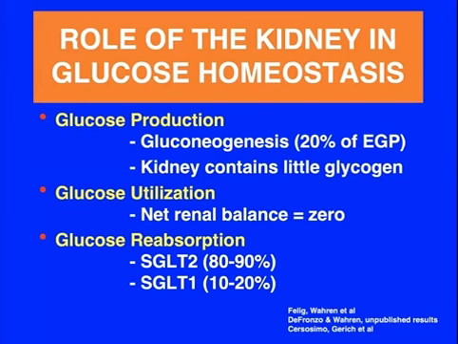The kidney also plays a very important role in glucose reabsorption. So every day in you or I, with the normal fasting glucose, we filter about 180 grams of glucose. And in you or I, all of that glucose is reabsorbed. The majority of it, some 80 or 90%, is reabsorbed by the SGLT2 transporter. S stands for sodium, GL for glucose, T for transporter. And then downstream of the SGLT2 transporter is the SGLT1 transporter, and it takes back the remaining 10 to 20% of the filtered glucose.